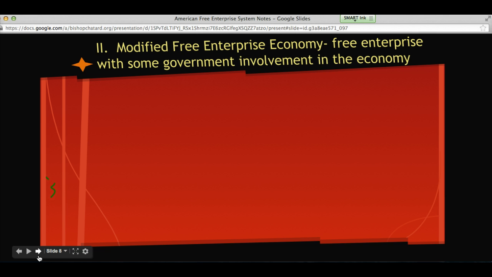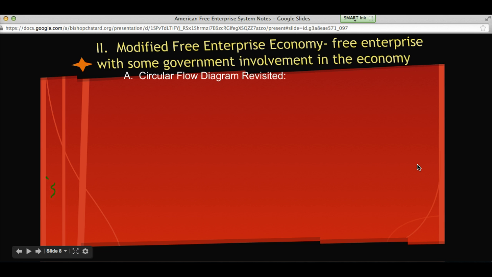Now, the reason I say this and why we start here is that when we look at the circular flow model that we had in the last chapter, in chapter 2, what you will find is that if we're talking about a market economy, that circular flow works perfectly, okay? But once we get into talking about a modified free enterprise economy or a mixed economy, it's a little sticky, okay?